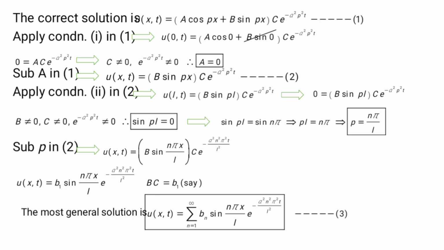And substitute the p value in equation number 2. So u(x, t) = B sin(nπx/L) C e^(-α²n²π²t/L²). And here we have two constants, B and C. So substitute BC = B₁. Therefore, the most general solution is u(x, t) = Σ (n = 1 to ∞) bₙ sin(nπx/L) e^(-α²n²π²t/L²).